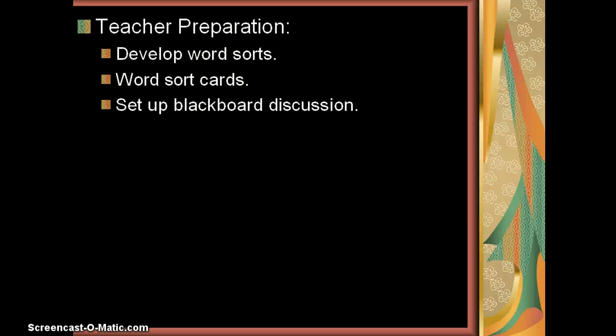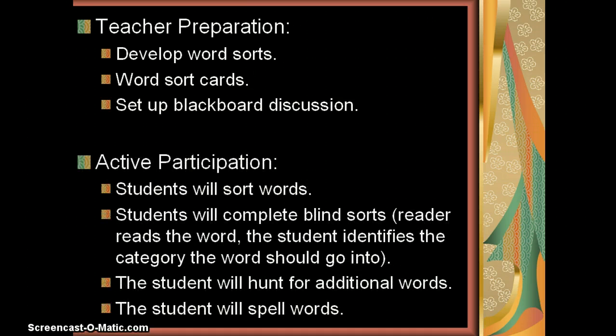In order to prepare for this lesson, a teacher would need to develop word sort cards, and set up a Blackboard discussion. Students will be engaged by participating in the word sorts, completing blind word sorts, where the reader reads the word, the student identifies the category the word should go into. Also, students will participate in word hunts, and the student will learn to spell words.